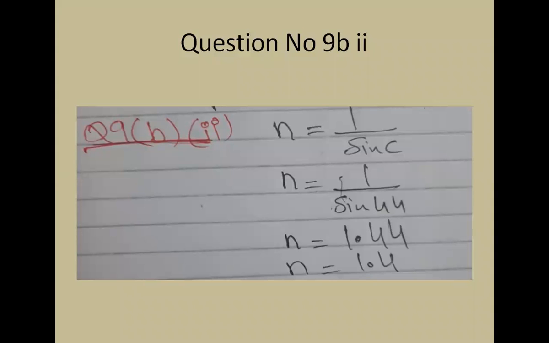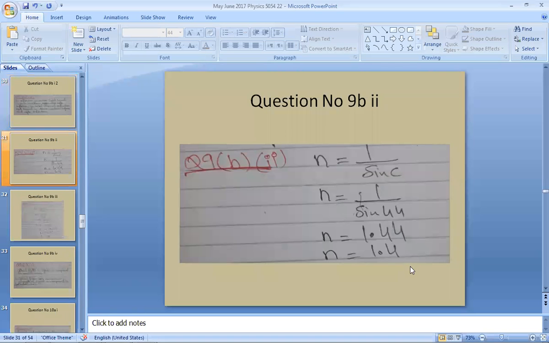So n is equal to 1 by sine C, n is equal to 1 by sine 44. Just enter these values in the calculator, you will get 1.44. So the refractive index is 1.4.